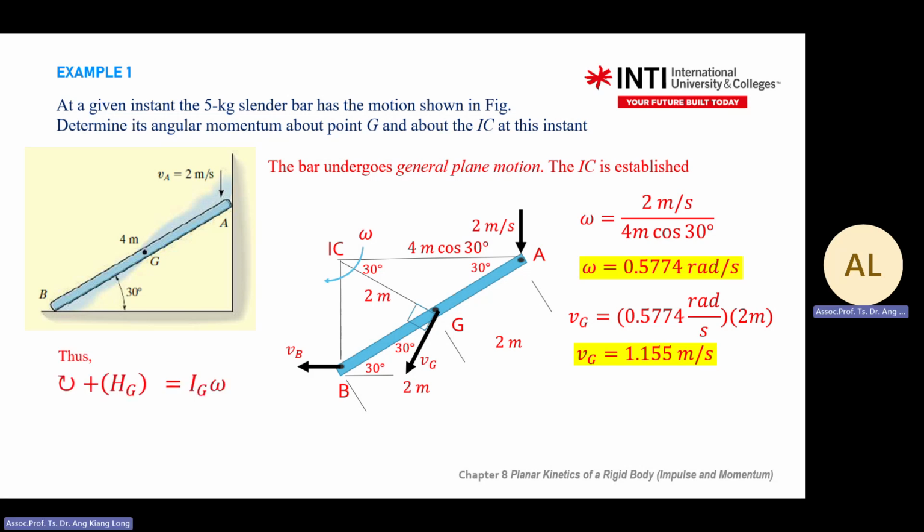So you know that angular momentum H equals I omega G. So how to find IG? IG, refer to the appendix. This is a bar. So if you look at the bar, the appendix will give 1 over 12 m r squared.